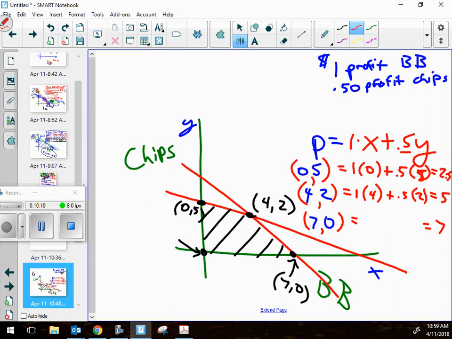So therefore, 7 wins, and 1 times 7 plus 0.5 times 0. And yay, I have optimized the profit with 7. And then it's, honestly, for the cove, it could be per minute, like during passing times. You know what I mean? So, yes.